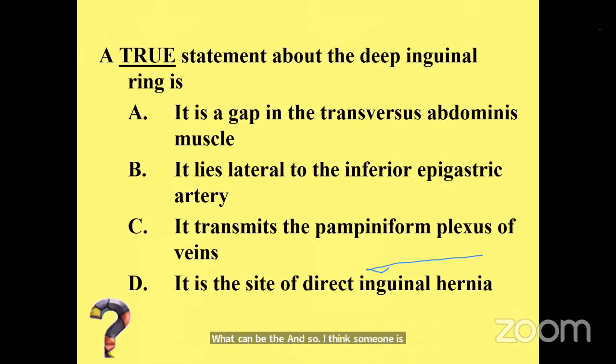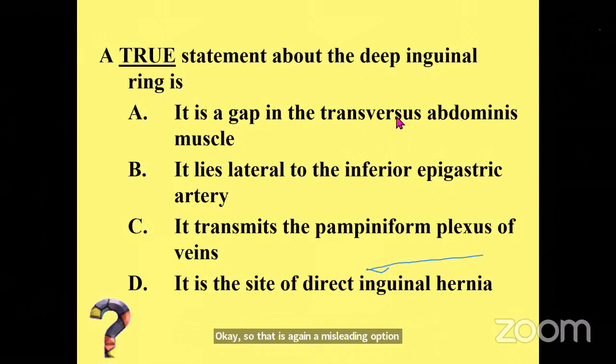I think someone is getting confused between direct and indirect inguinal hernia. Direct inguinal hernia never comes through the rings. Indirect inguinal hernia comes through the rings. And yes, some of you are getting confused with the first option about the transverse abdominis muscle. So the deep inguinal ring is a defect in which structure? It is a defect in fascia transversalis. It's not in the transverse abdominis muscle layer. So that is again a misleading option.